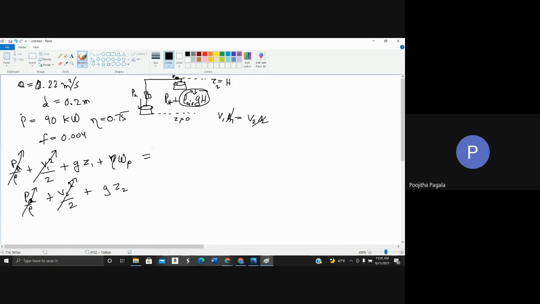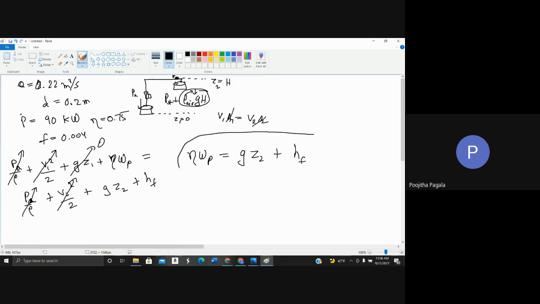Oh, and also you have losses in this problem. So you have to include HF as well. So GZ1, Z1 is 0. So essentially you are getting eta WP is equal to GZ2 plus HF.